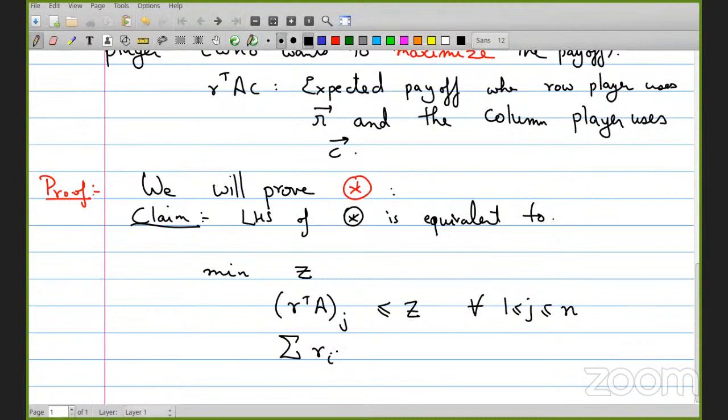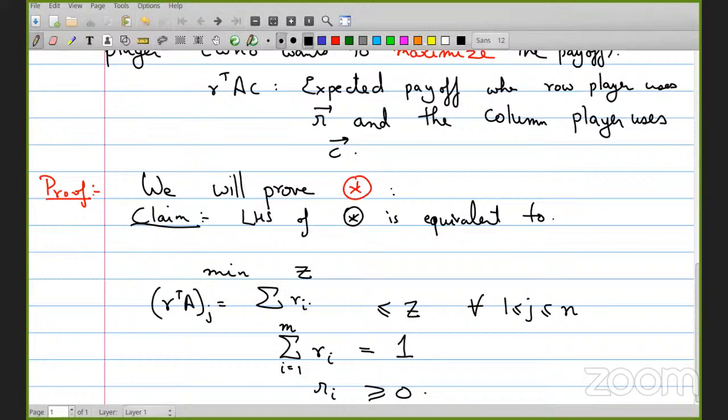What does that mean? There are R_i's, i going from 1 to M, which sum to 1, and they are all greater than or equal to 0, so they are non-negative. This also is a linear constraint. R transpose A, the jth entry, is nothing but the sum over i of R_i times A_ij.